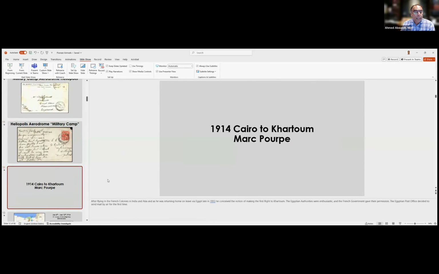So in 1914, Marc Pourpe, who had spent some time in Egypt, conceived the idea of making a first flight to Khartoum, and discussed that with the Egyptian authorities and the French government. He was a pilot in the French Air Force, and the French gave permission to do that. And this was the first mail sent by air.